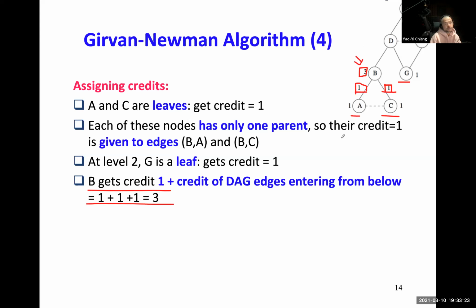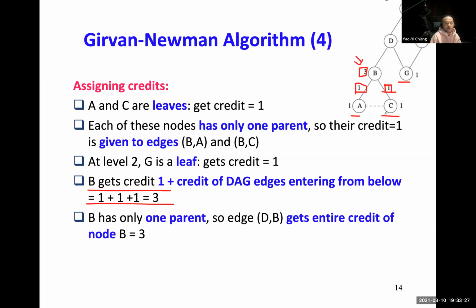What about the edge BD? B has only one parent, so 3 is here. That means if 3 shortest paths end at B, and to get to B you have to go through DB, then this number will be 3.